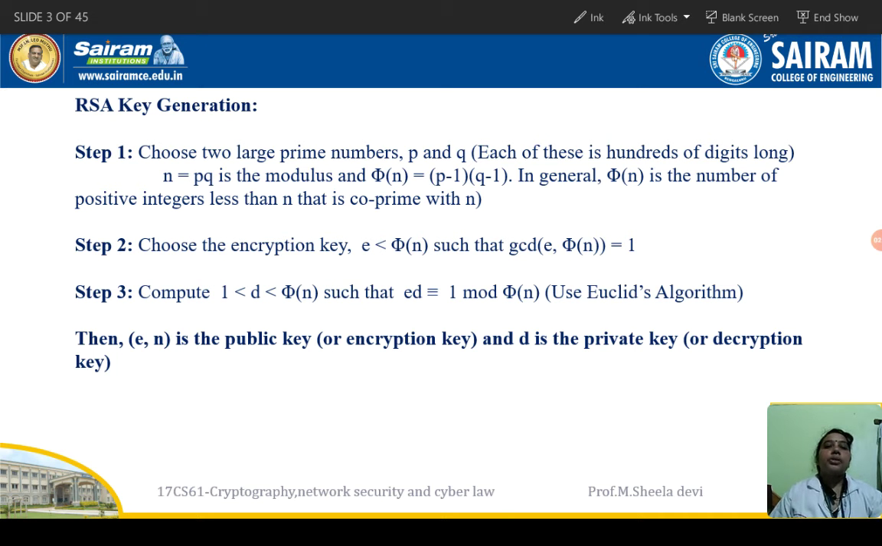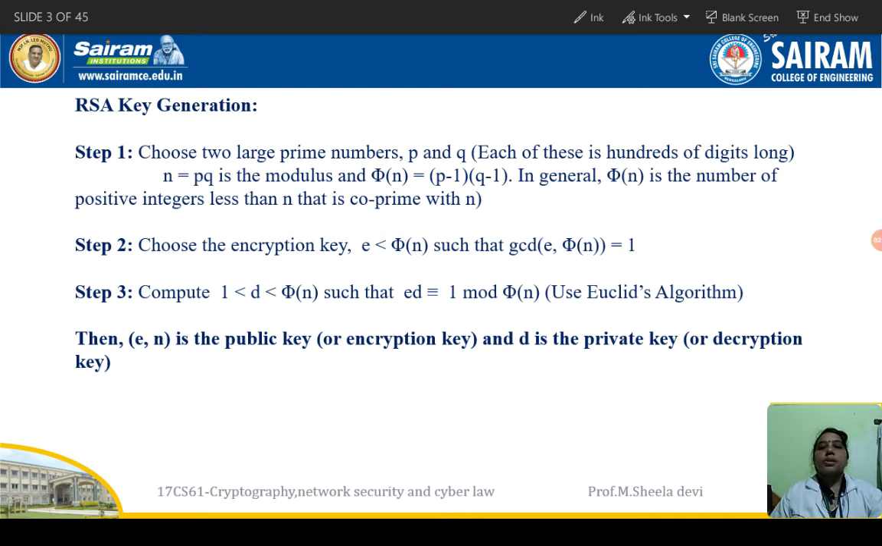If we have taken the value of P as 3 and Q as 7, then P minus 1 is nothing but 2, and Q minus 1 is nothing but 7 minus 1, that is 6. So phi of N will be 6 twos are 12.